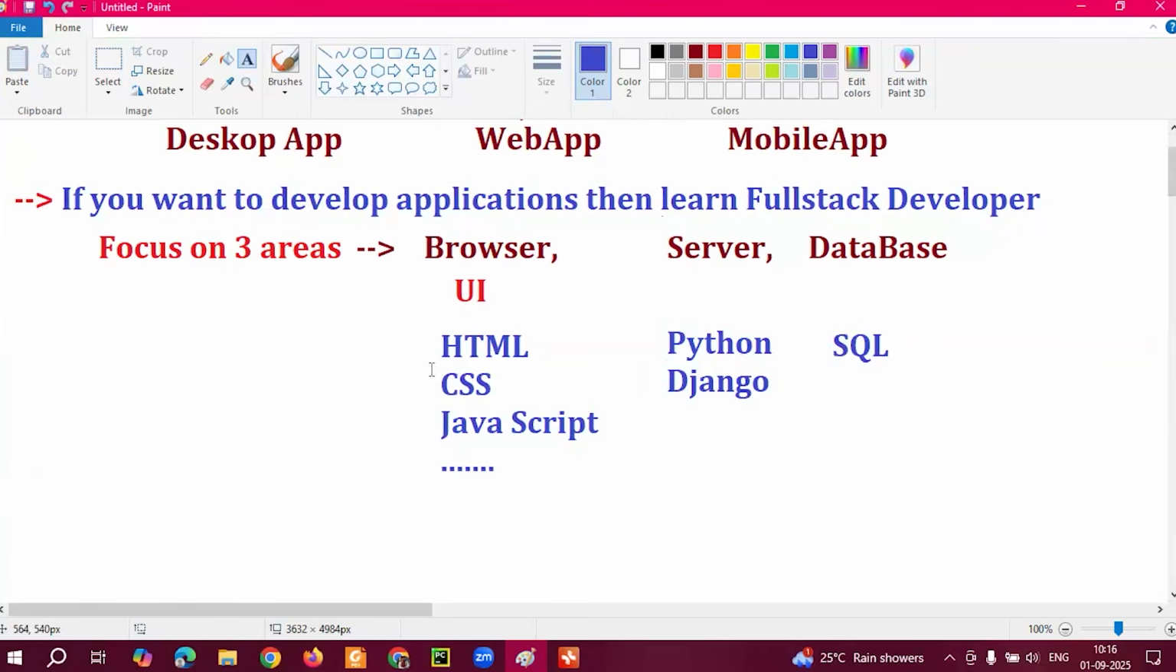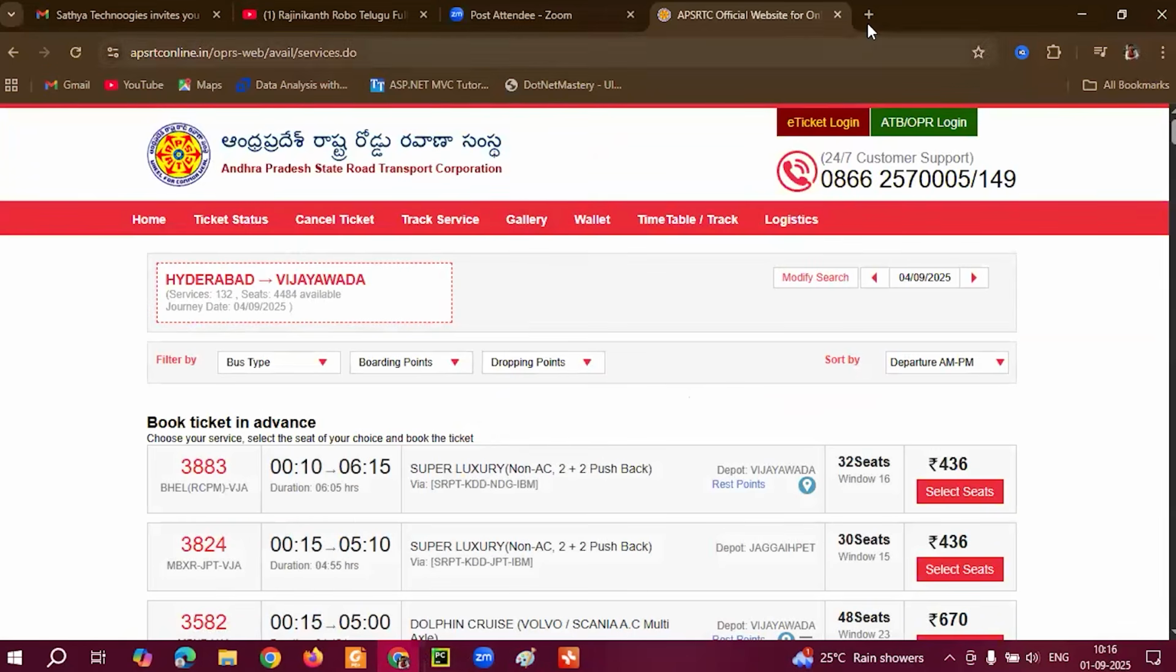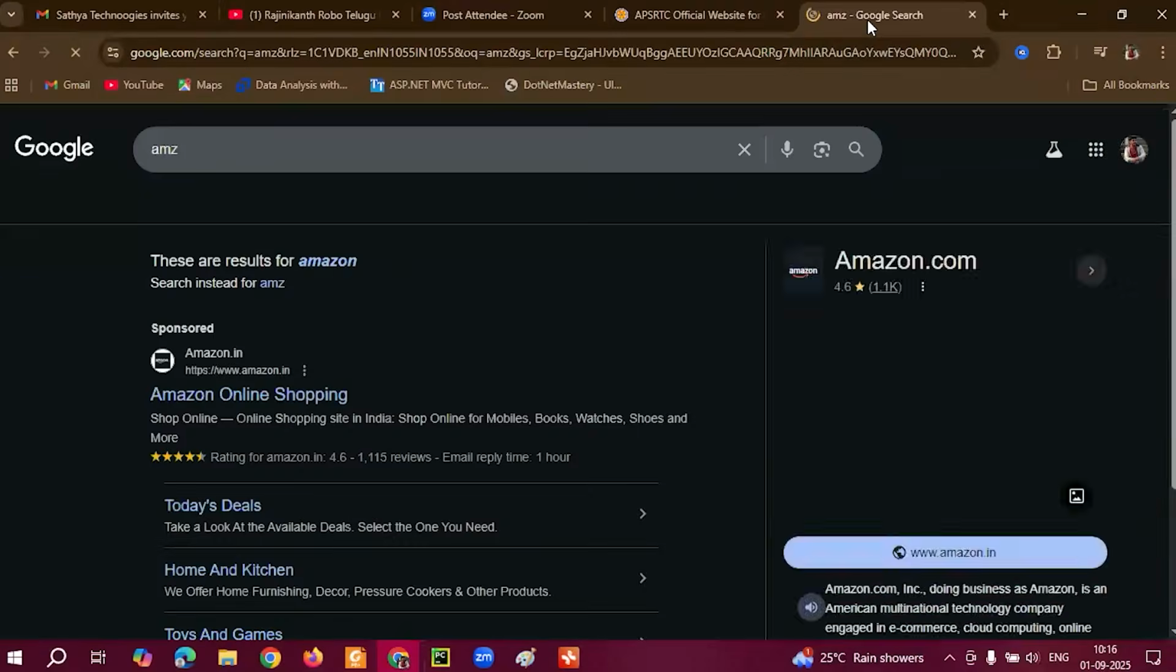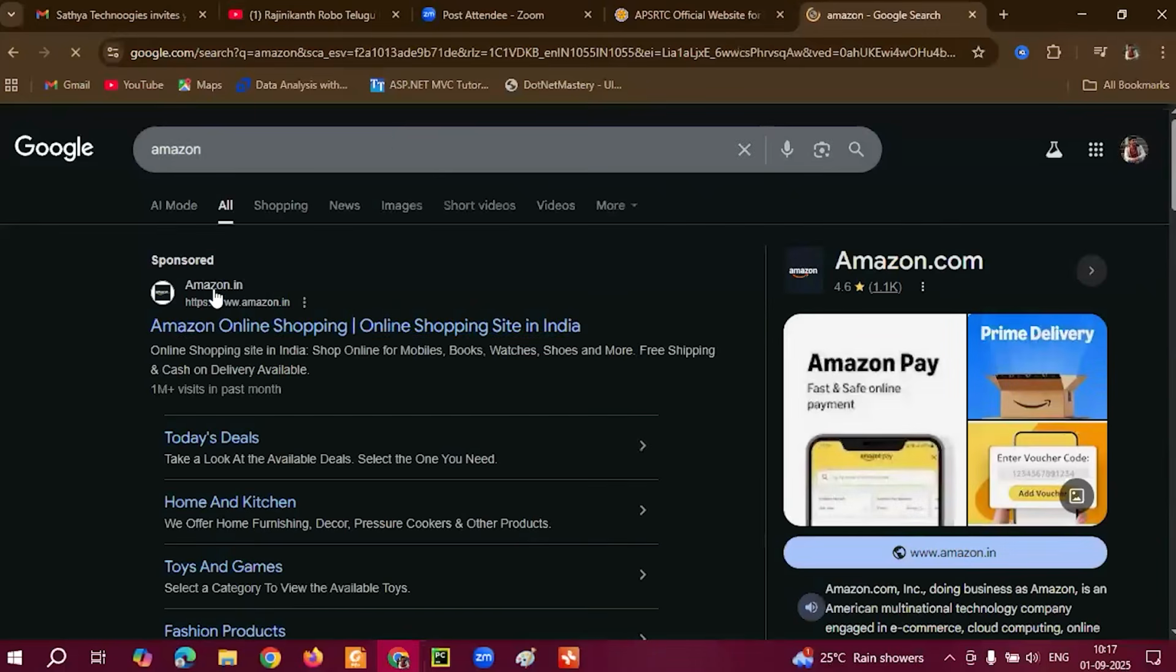If you learn all these, then what will you be called? Full stack developer. So what is your work? You can develop applications. This is the full stack developer's work. So the full stack developer develops the application. Now what are we doing? As an end user, we open that application and book the ticket. We open Amazon. Amazon is also an application.